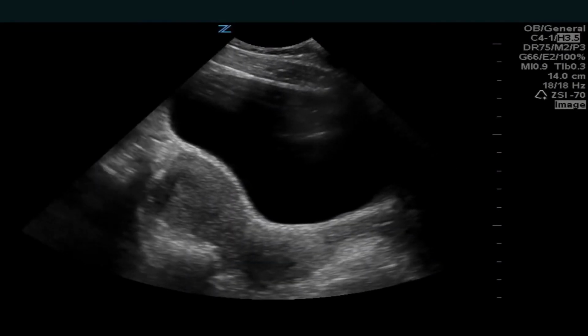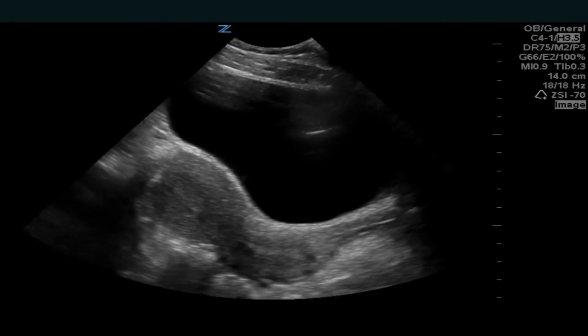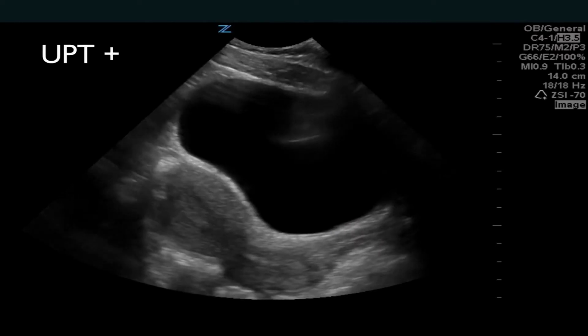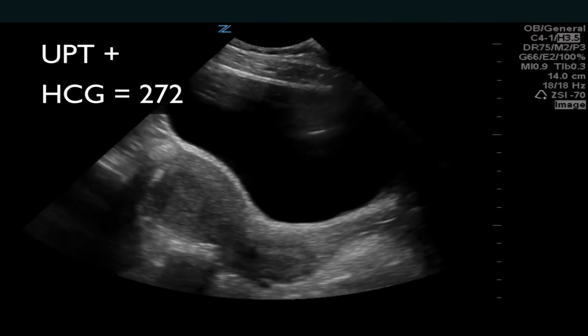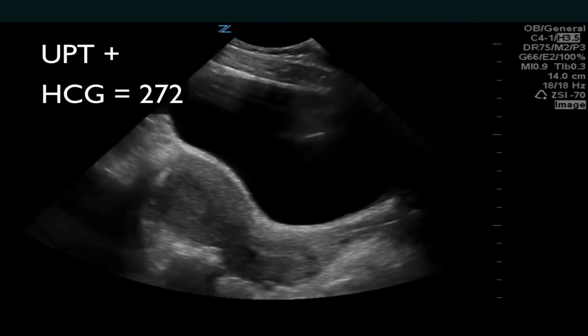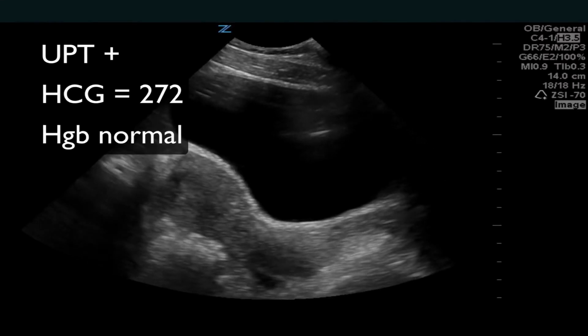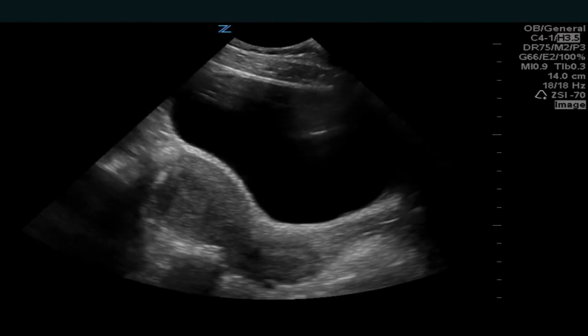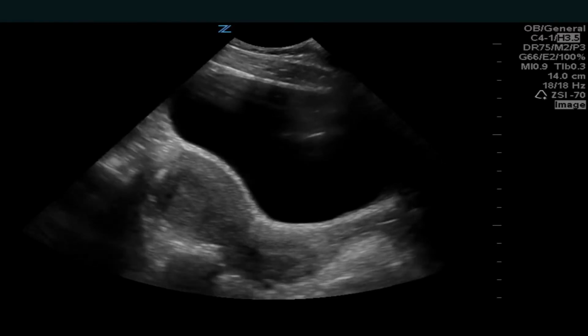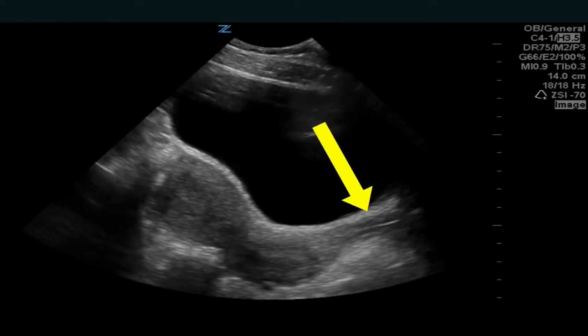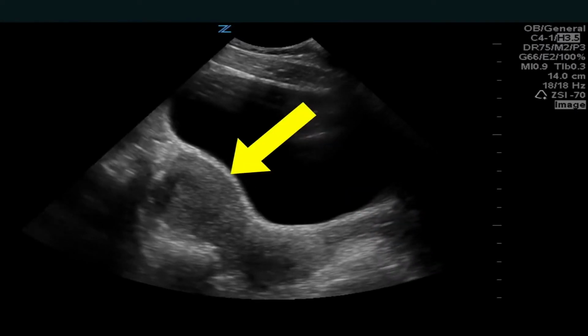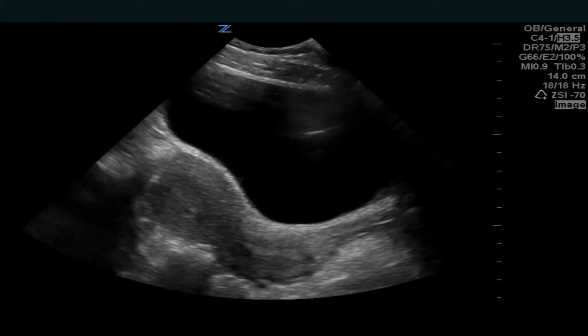This patient presented 3 weeks after her last menstrual period with pelvic pain. Her urine pregnancy test was positive, and her quantitative HCG ordered in triage was only 272 milli-international units. Her hemoglobin, also ordered in triage, was normal. This is her transabdominal ultrasound in the sagittal plane, and as you can see, it is normal. This is the cervix, this is the uterus, and the rectouterine pouch is empty.